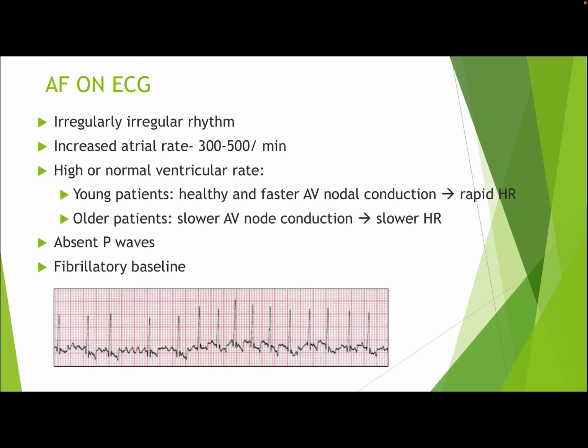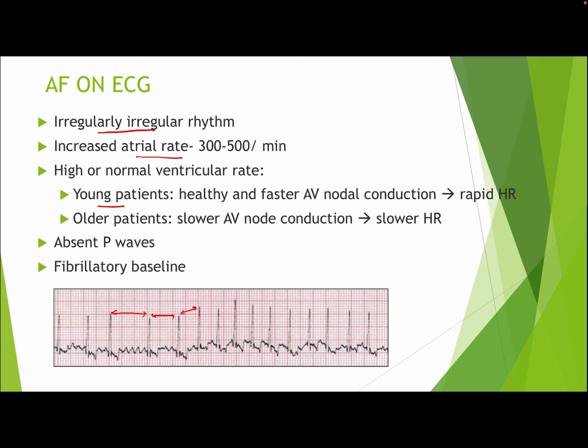So starting with the ECG that we see in a patient with AF, we first of all see an irregular rhythm, as you can see in this picture. The RR intervals are not constant, so that's irregularly irregular. The atrial rate is increased to around 300 to 500 per minute, and the ventricular rate may be high or it may be normal. Now that does depend on the type of patient.